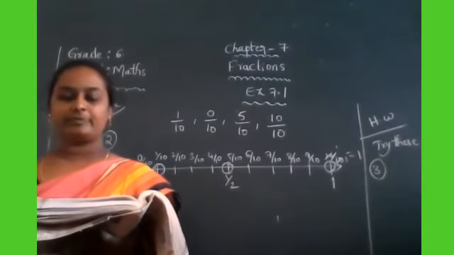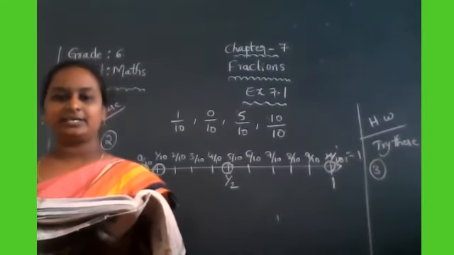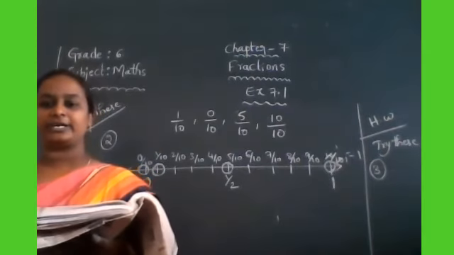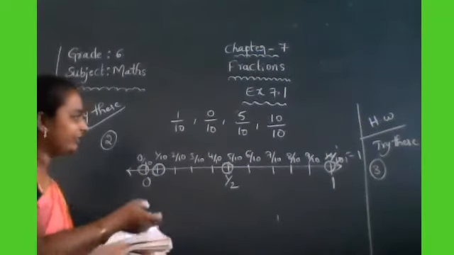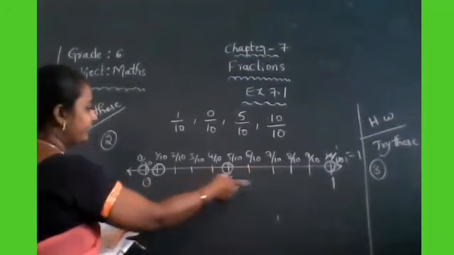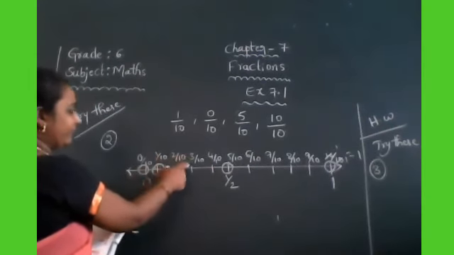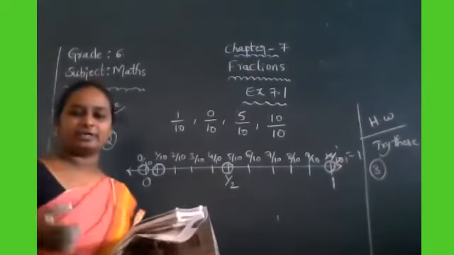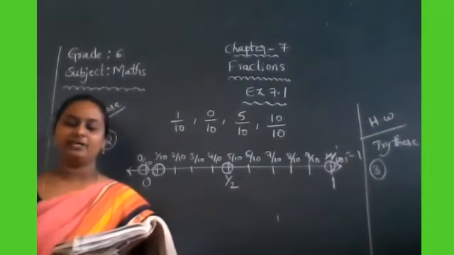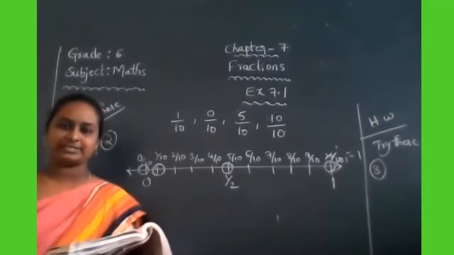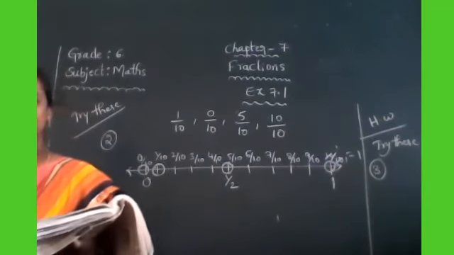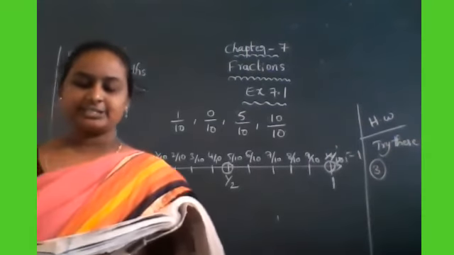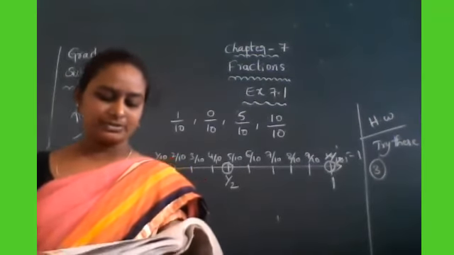Okay? So we can write any number of fractions in between 0 and 1. So here we have written between 0 and 1: 1 by 10, 2 by 10, 3 by 10. Like that, a number of fractions are there. We can write any number of fractions in between 0 and 1. Right, children?